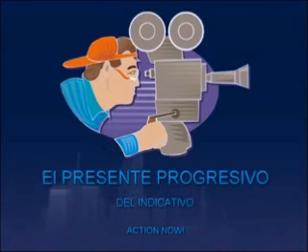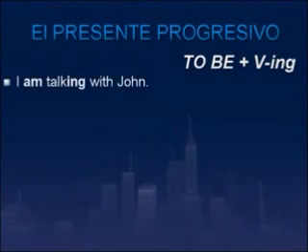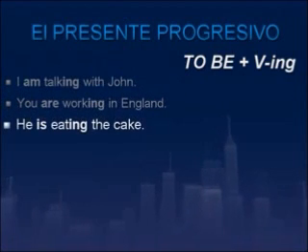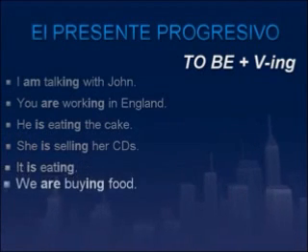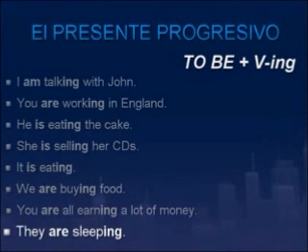The present progressive in English is used to express things happening now or around the present time. For example, I'm talking with John. You are working in England. He's eating the cake. She's selling her CDs. It's eating. We are buying food. You are all earning a lot of money. They are sleeping. As you can see, in English, we form this tense by using the verb to be that changes to am, is, or are, depending on the person that precedes it, and attaching ing to the infinitive form of the verb.